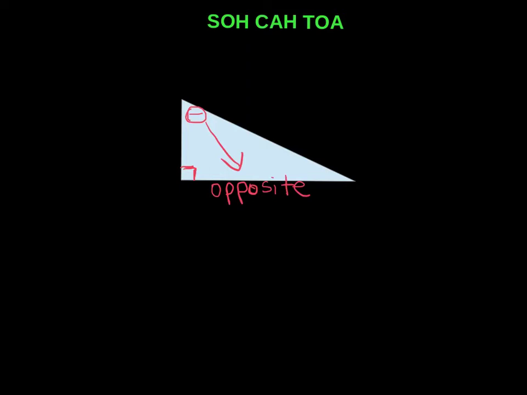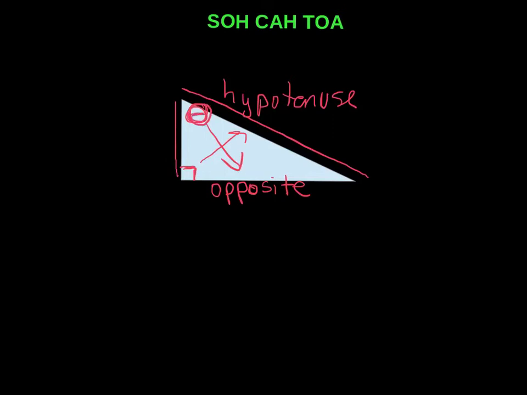And the side that is the longest in a triangle, so that's right here, which is also across from the right angle, is your hypotenuse. And this side right here, that's between the angle that we care about and the right angle, is our adjacent side.